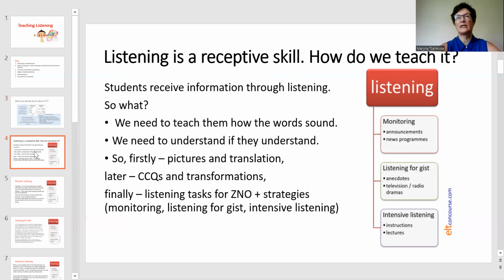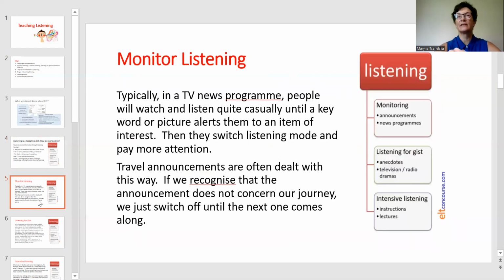And what can we tell about this skill? We can tell that students receive information through listening. So we probably need to teach them how the words sound, and we also need to understand if they understand. So we start with pictures, translation, and all the simple techniques to make our students understand words. And later we do different types of listening. Now we'll look at these types.